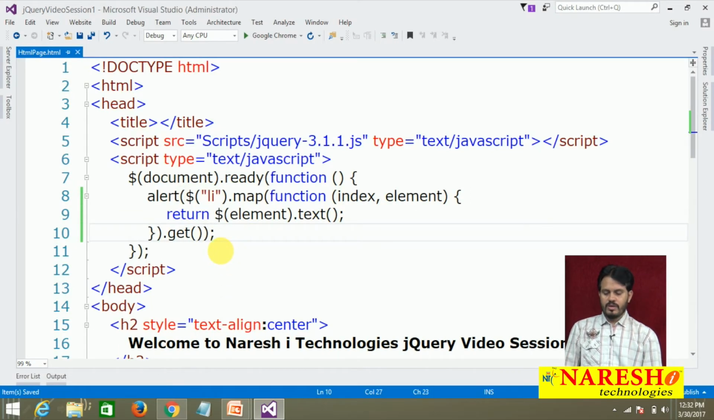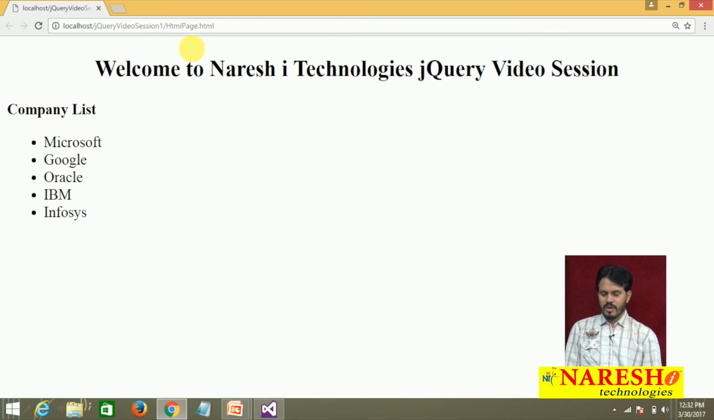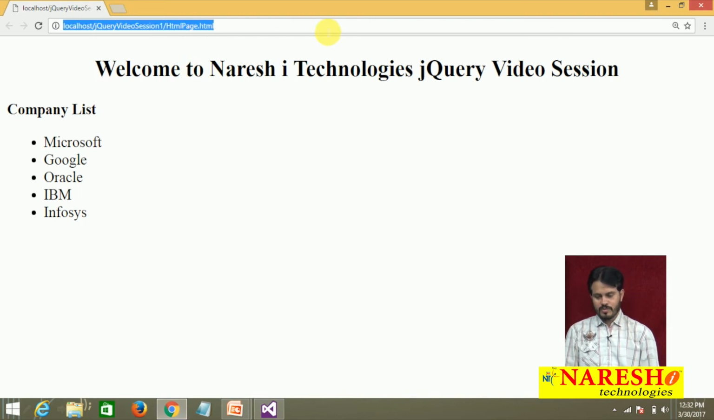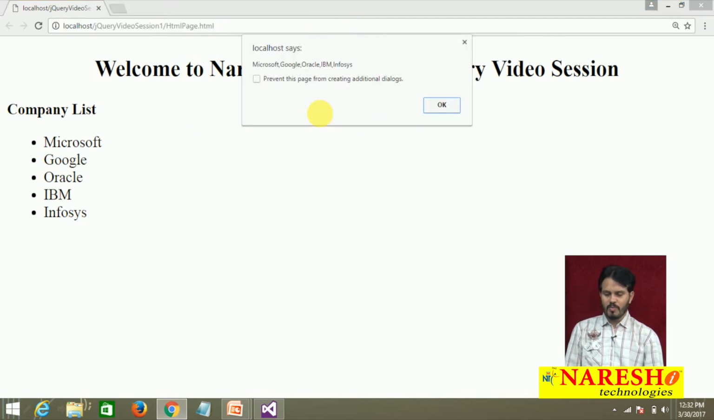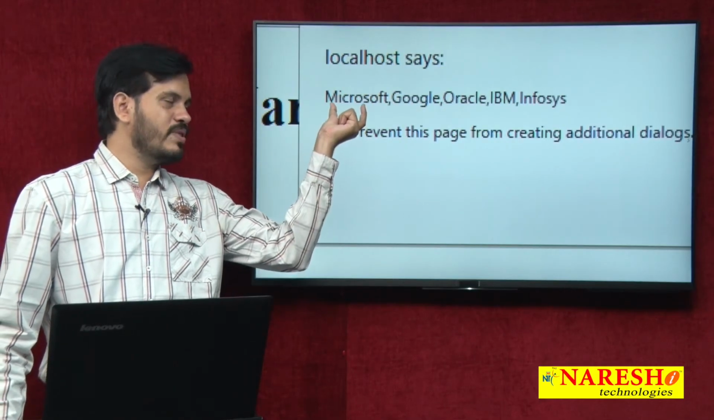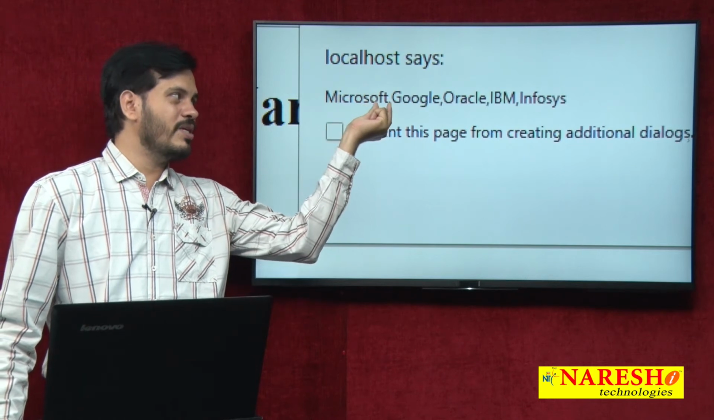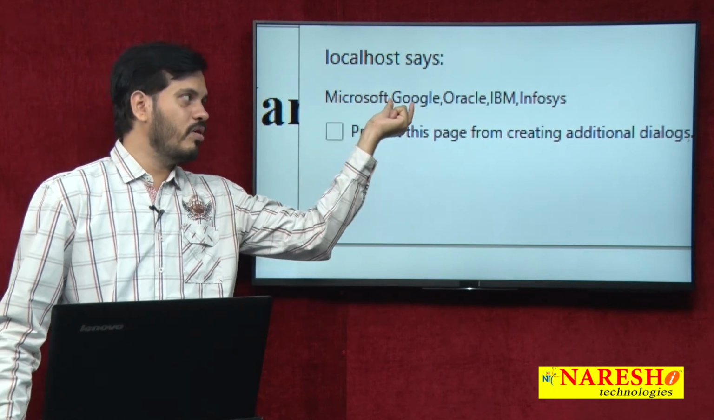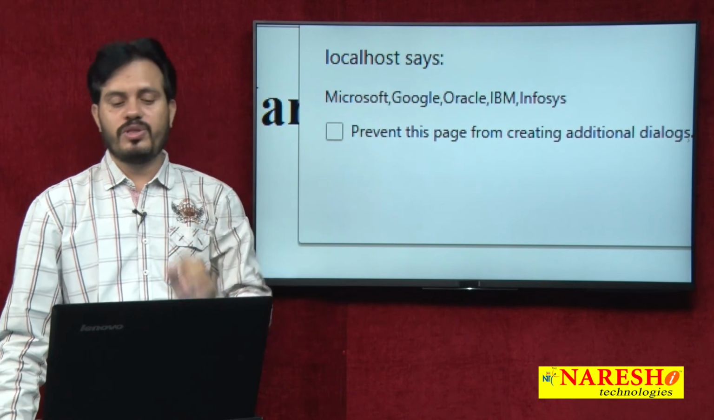Now save it. Come to the browser window and refresh the HTML page. You can see the same output is shown as an array with the list of all items, and by default it is separated with a comma separator: Microsoft, Google, Oracle, IBM, Infosys.